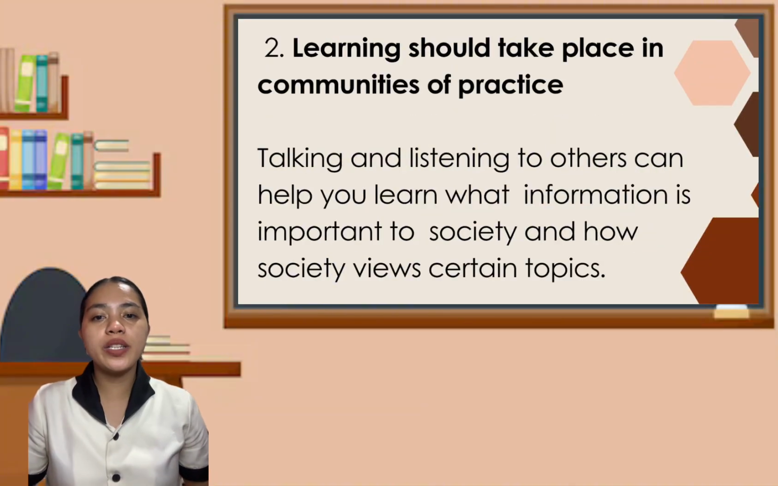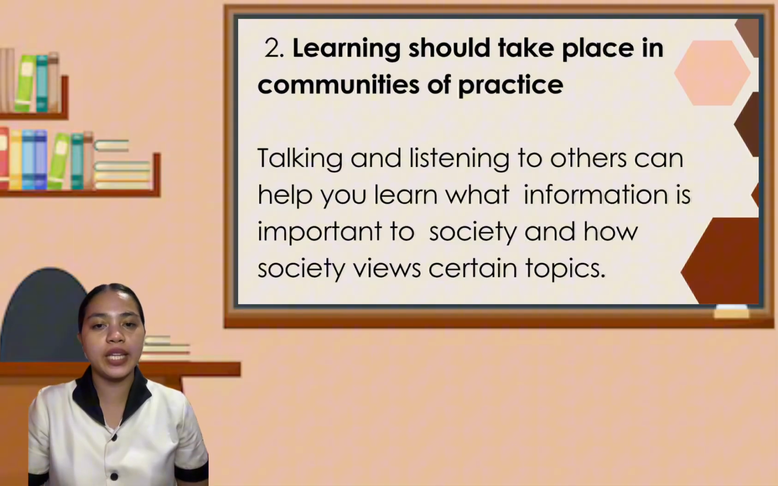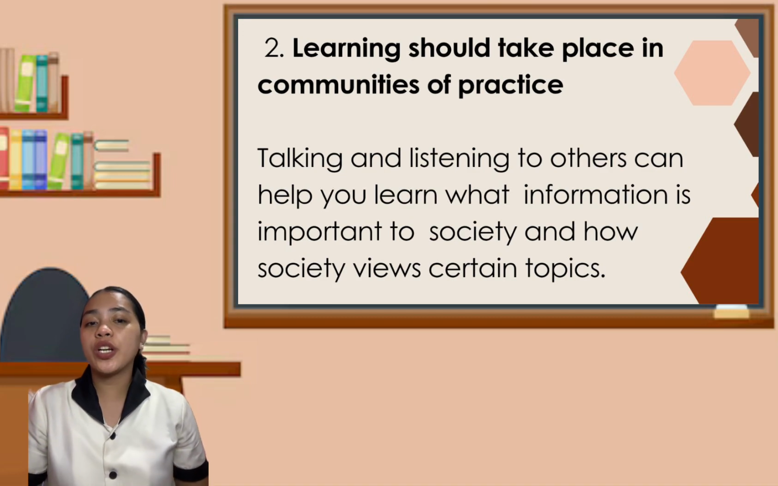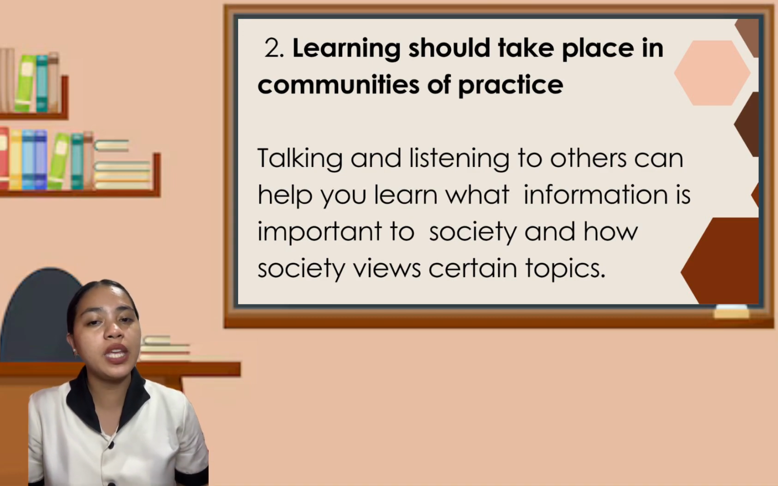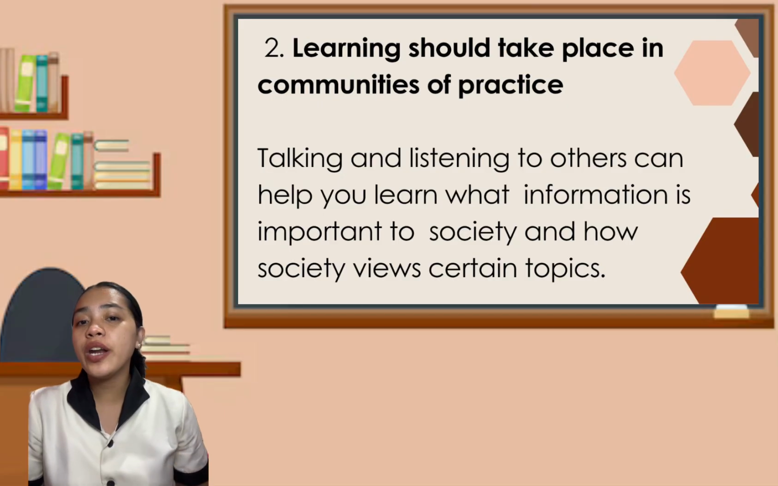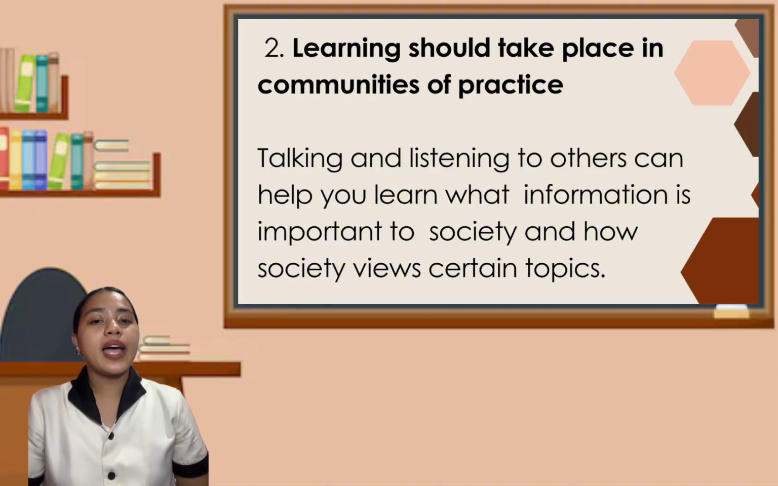The second one is learning should take place in communities of practice. Talking and listening to others can help you learn what information is important to society and how society views certain topics. Learning should happen in communities of practice, which are groups where people share the same activity or interest. When students talk and listen to others in these groups, they learn what information is important to society and how society understands or values certain topics.